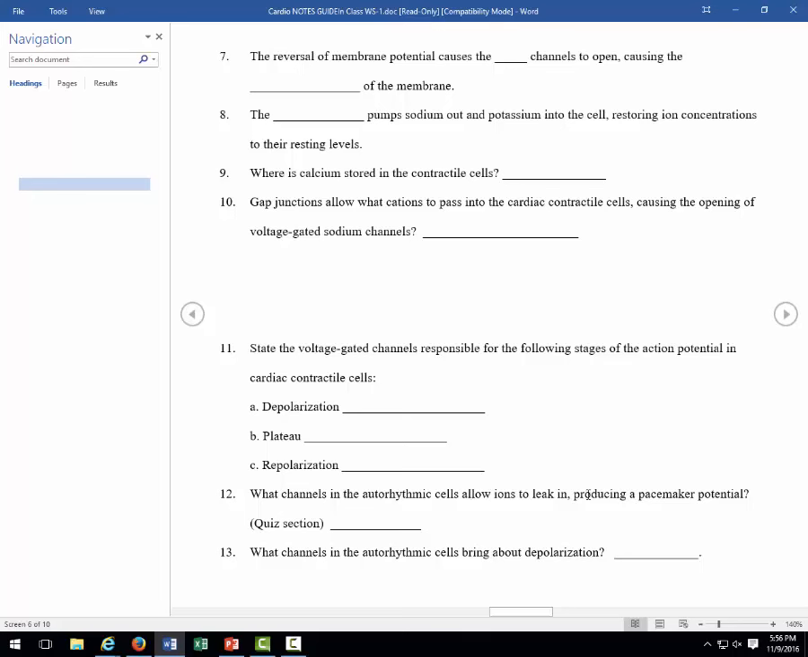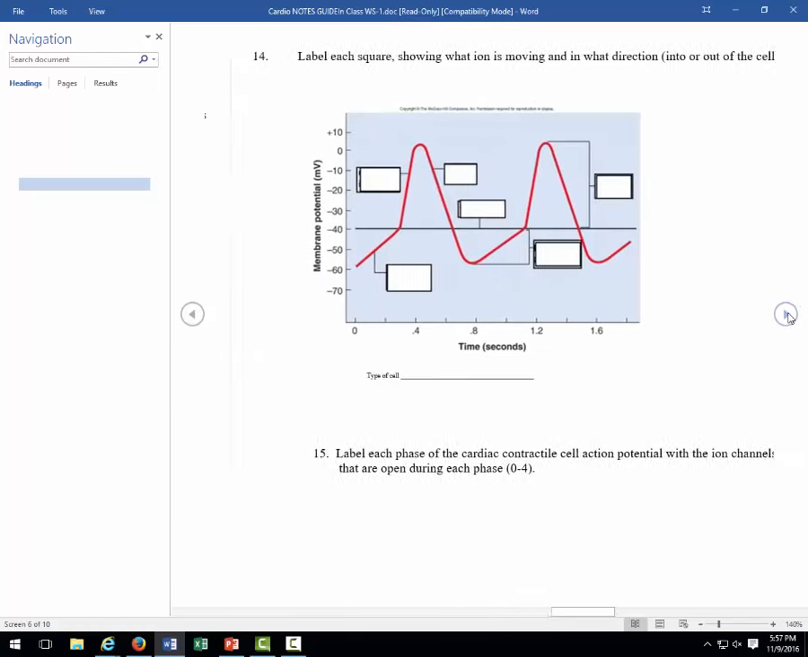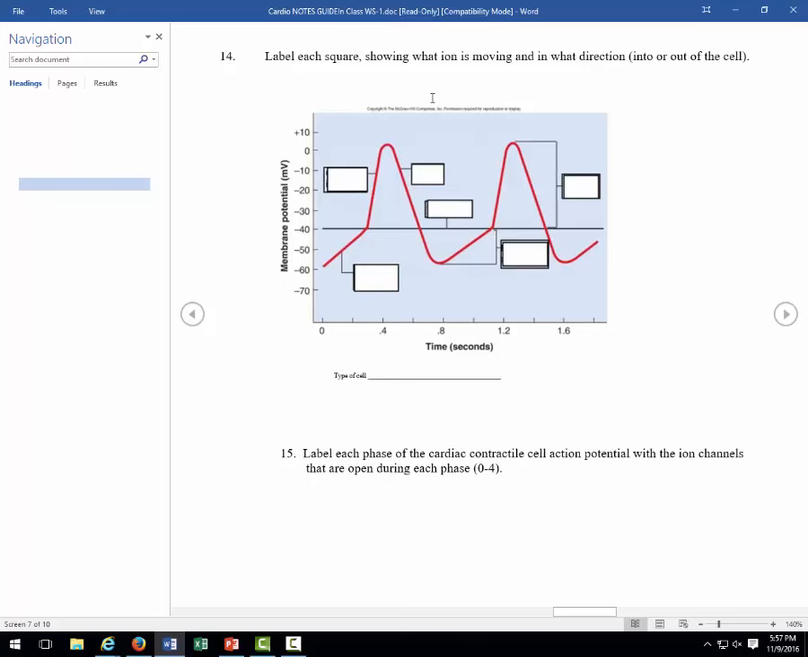What channels in the autorhythmic cell allow ions to leak in? Slow sodium, voltage-gated sodium channels, yep. And what channels in the autorhythmic cells bring about depolarization? Autorhythmic, calcium, voltage-gated calcium channels. So label each square showing what ion is moving in. So what type of cell are we looking at in this diagram? Pacemaker. So it's our 1% of cells. So we're talking about cells in the SA node, AV node, bundle of His, Purkinje fibers, all along that conduction pathway. So we call them autorhythmic or pacemaker cells, 1% of heart muscle cells.